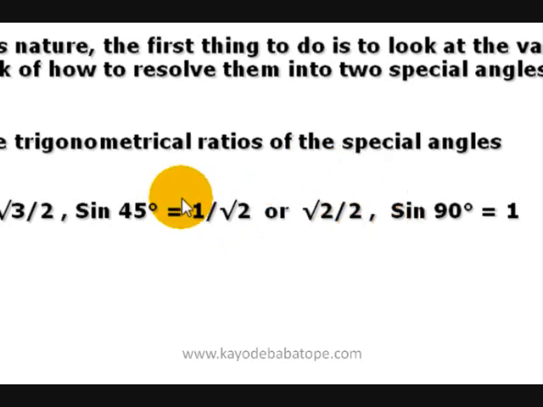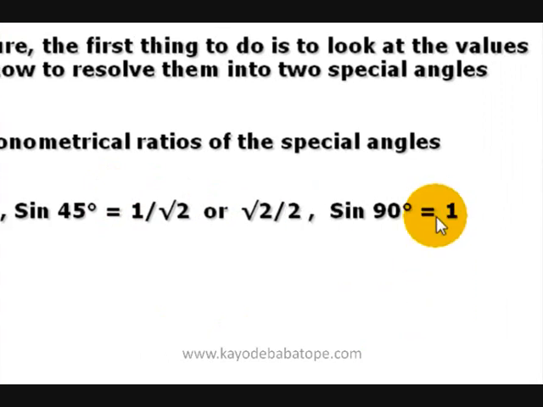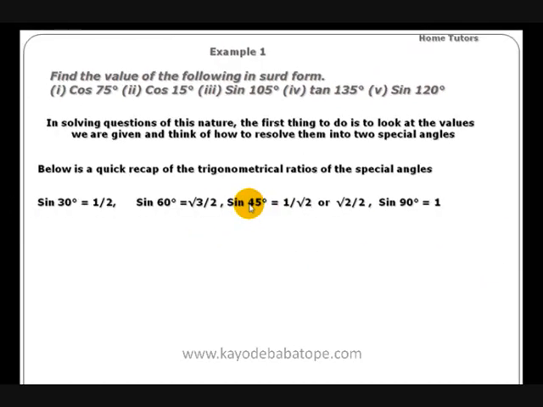Just to mention also, in most occasions, 0 and 90 are also taken as special angles. Their trigonometrical ratios really do not come as a surd, but they come as some integers. For example, sine 90 is 1, whereas sine 0 is 0. So there are some easy to remember numbers. So at times also, 0 and 90 can be considered as special angles. So it's good you have these at your fingertips so that you can easily use them when you need to.